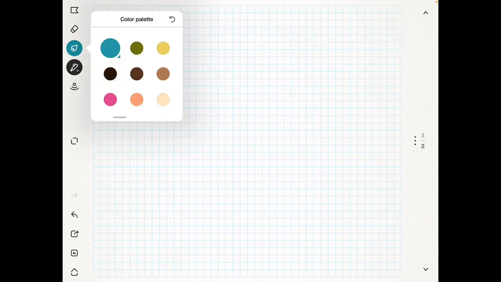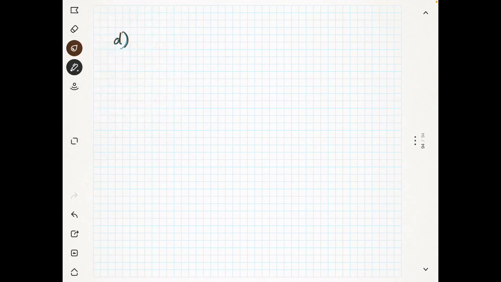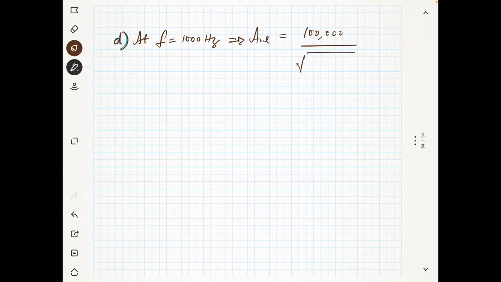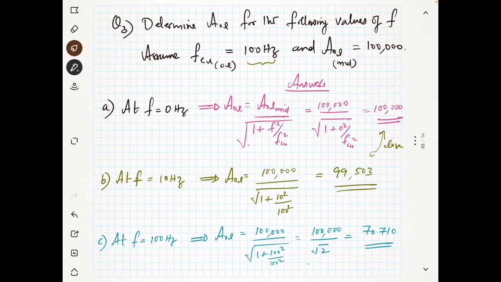Next, last one, D. Okay, at f equal to 1000 hertz. So what is that? This implies AOL is equal to 100,000 divided by square root of 1 plus 1,000 square divided by 100 square. So this becomes 9950. So these are all the different values.